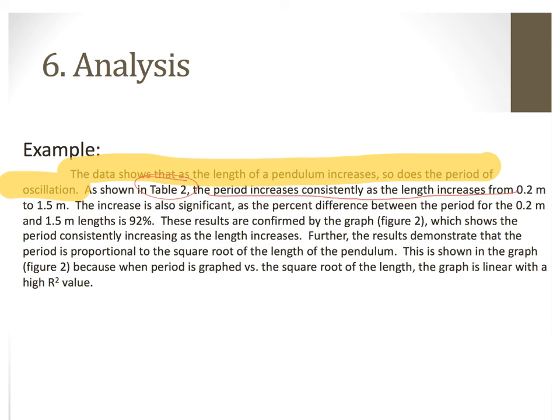And we continue. This increase is also significant because the percent difference is 92%. That's a great thing to do there, is pick out maybe a number or two. Don't restate all your numbers, but pick out a number or two that really hammers home the point you're trying to make. In this case, that 92% really hammers home the point that the increase in period is significant. And then we have one last thing referencing yet another piece of data, this graph here, Figure 2, which shows the period consistently increasing as the length increases.